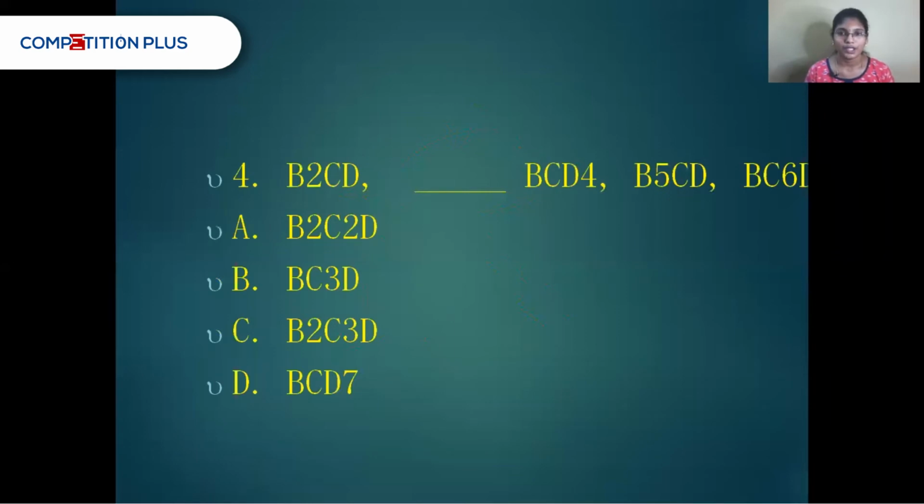You have your fourth question: B2CD, and the missing term, BCD4, B5CD, BC6D. Very simple. You have three letters B, C, D and the numericals. First, let us find out the logic of the numerical. You have 2, the missing number, then 4, 5, 6. So the number is 3.